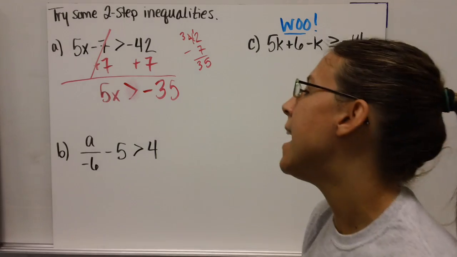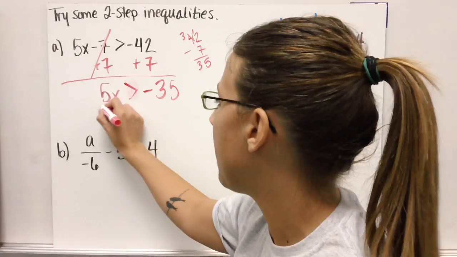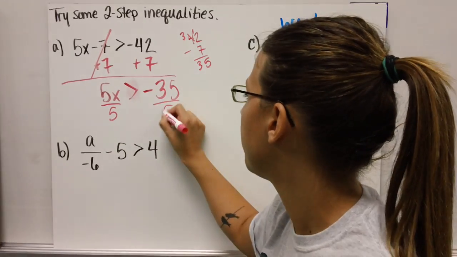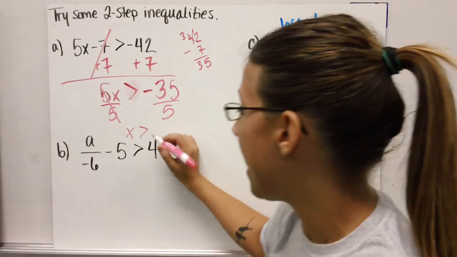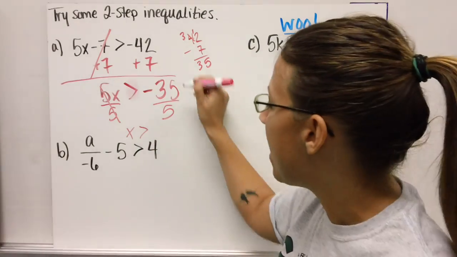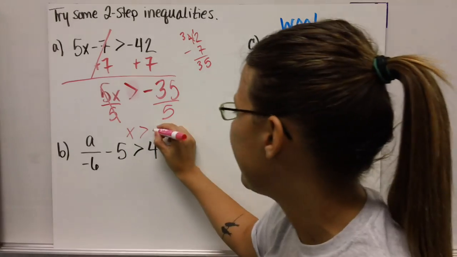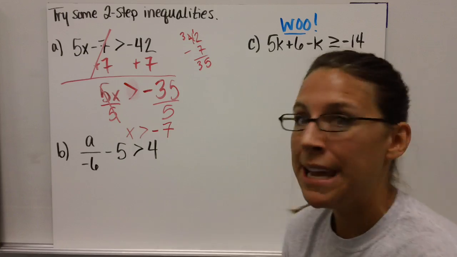Okay? And then the opposite of multiplication is division. So I'll divide on both sides by 5. And so x is greater than, and it stays greater than because I divided by a positive. And then -35 divided by 5 is -7. Okay? How about example B?